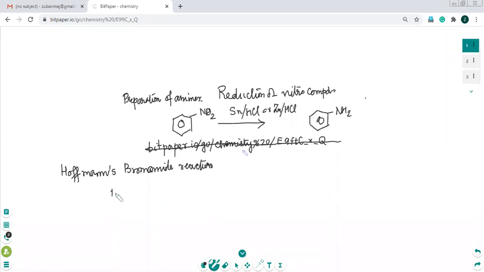The Hoffman bromamide reaction is what is known as RCONH2. You take an amide. I will take a C6H5, I will remove the R. R is now C6H5CONH2. This is called benzamide.